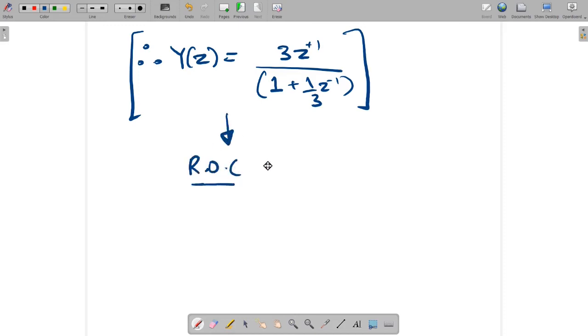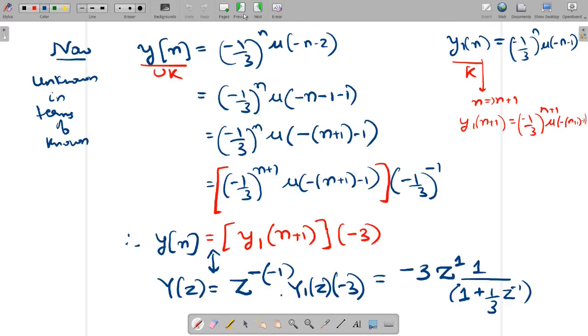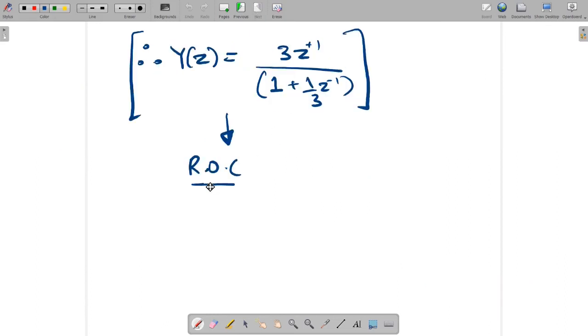We have seen the property, right? The property says the ROC is the same as the earlier ROC. So, the earlier ROC should be for this term, right? A raised to n u of minus n minus 1. So, the ROC is going to be mod z is less than A. What is A? 1 by 3.